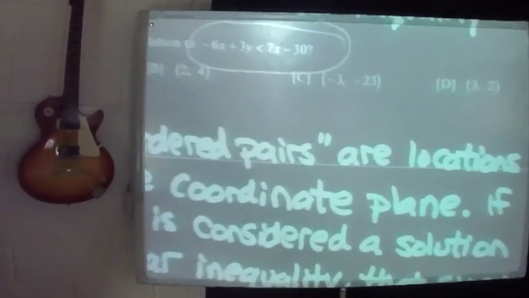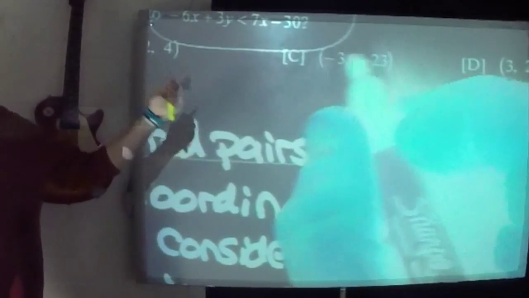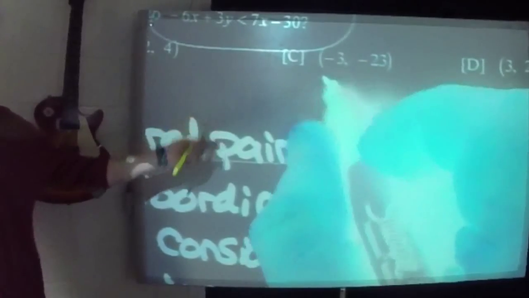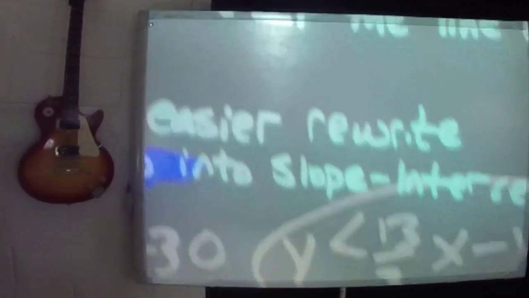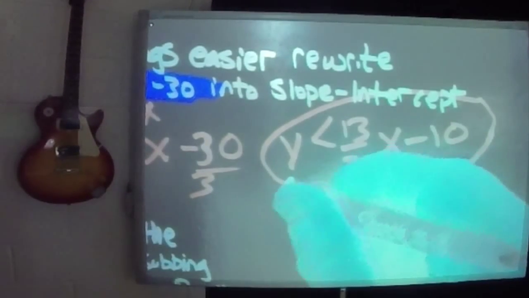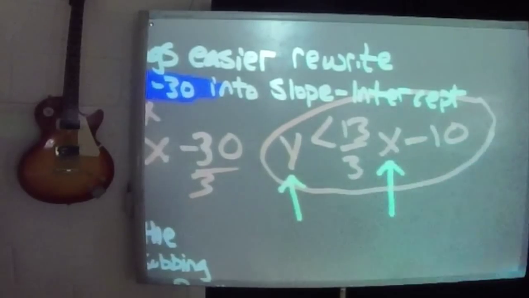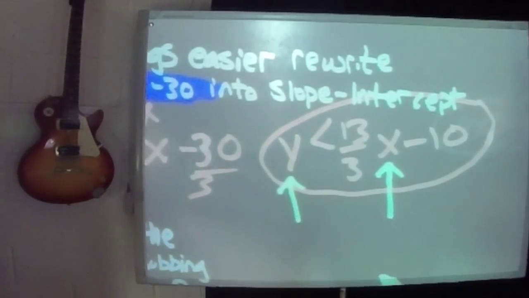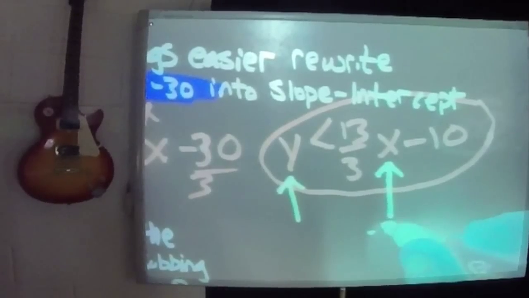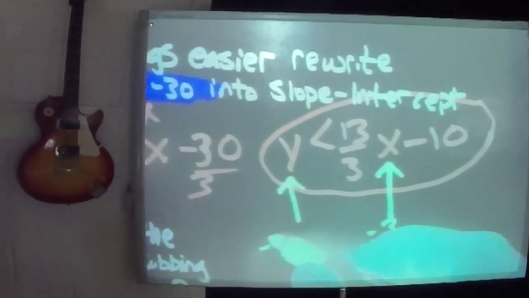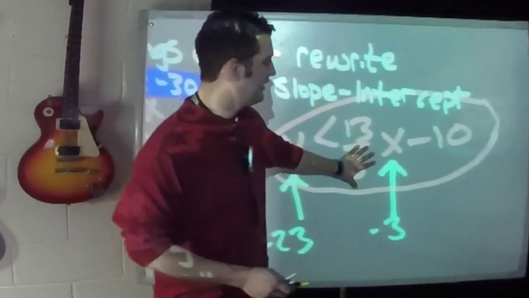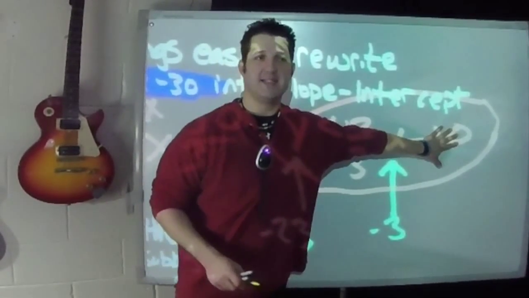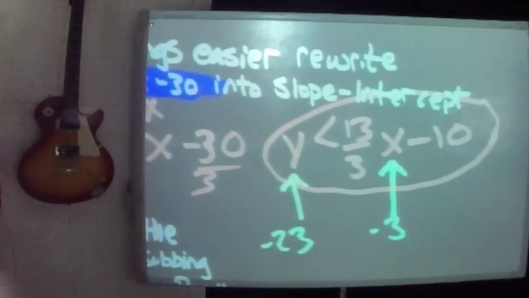So I'm going to test C. I want to see if C is the right answer. I've got to call this X and Y. This one's X, and this one's Y. And I'm going to put them in. All right, so what's my X? -3. And what's my Y? -23. So I'm going to use my calculator. I'm going to say 13/3 times -3 minus 10. Put that in, see what you get.